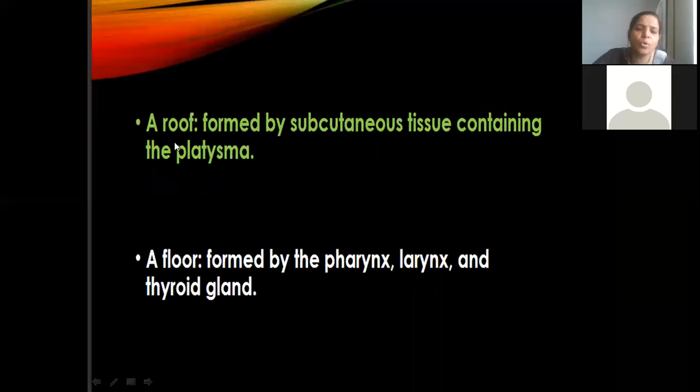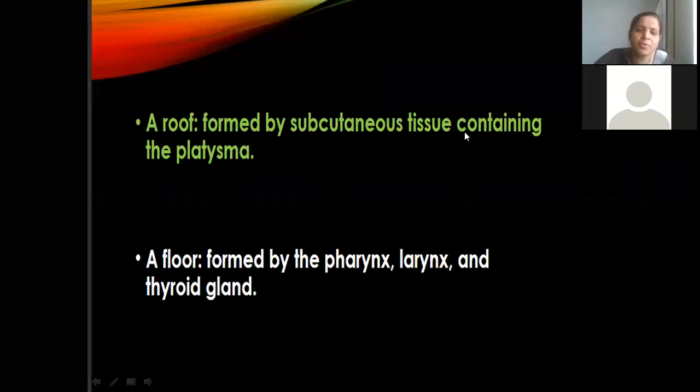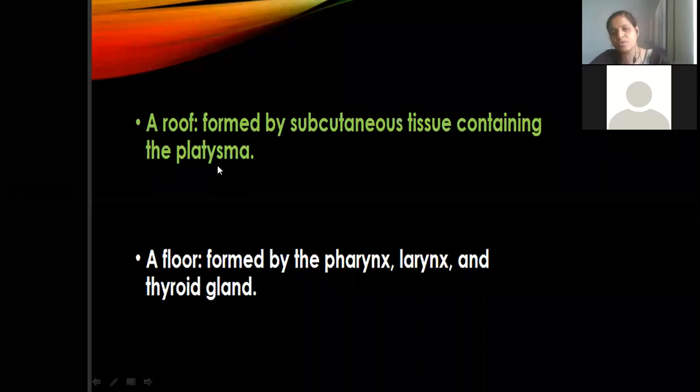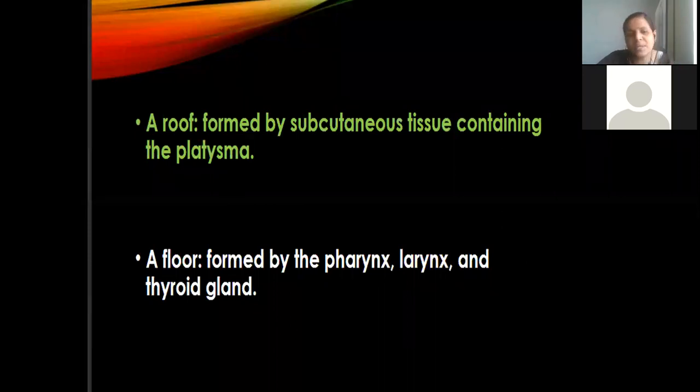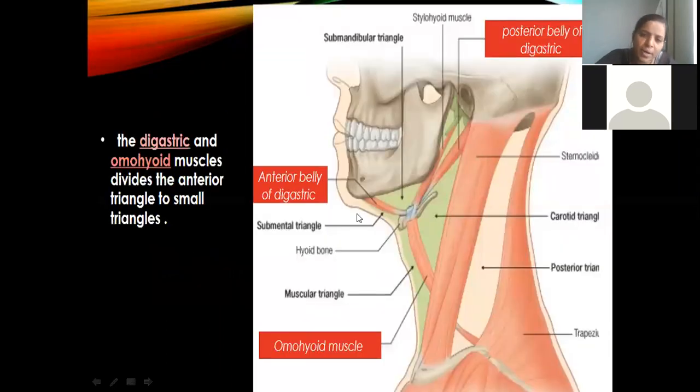Now coming to the roof. The roof is formed by subcutaneous tissue containing platysma. When we did the posterior triangle, I also told you that just below the skin we have the platysma muscle. The floor is formed by pharynx, larynx and thyroid gland. Now let us see what subdivisions the triangle has.